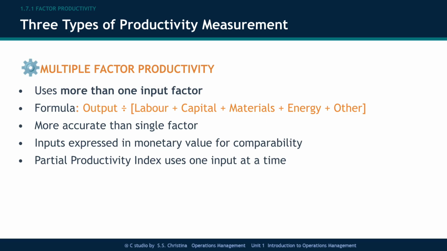The challenge with multiple-factor productivity is that outputs are sometimes difficult to define. The textbook gives a great example: a fast food restaurant. Do you measure productivity by customers served per hour? Items sold? Different products have different values, so simple counting can distort the picture.